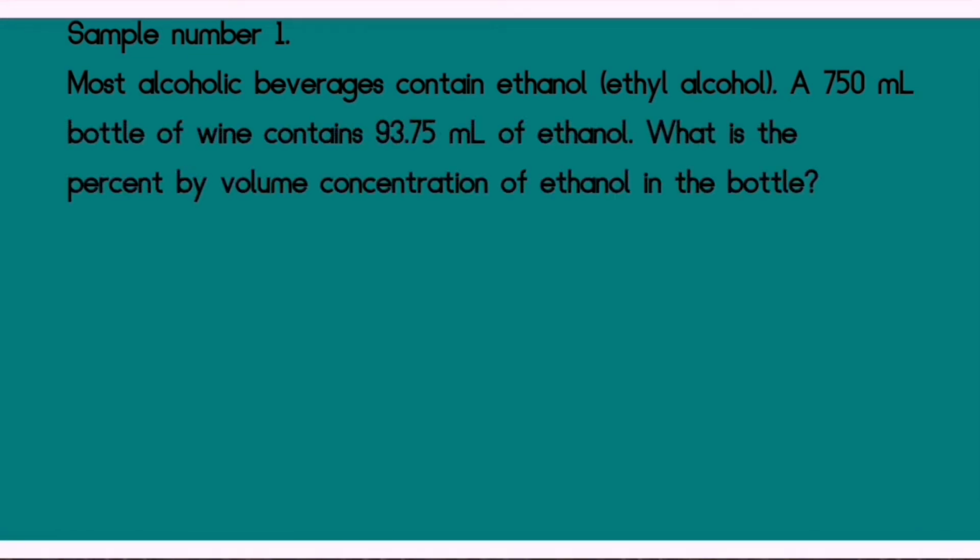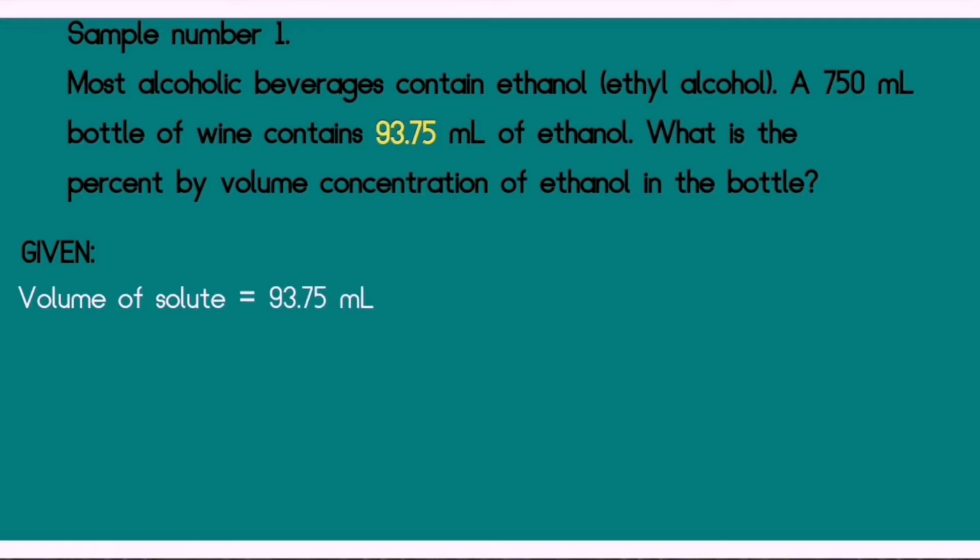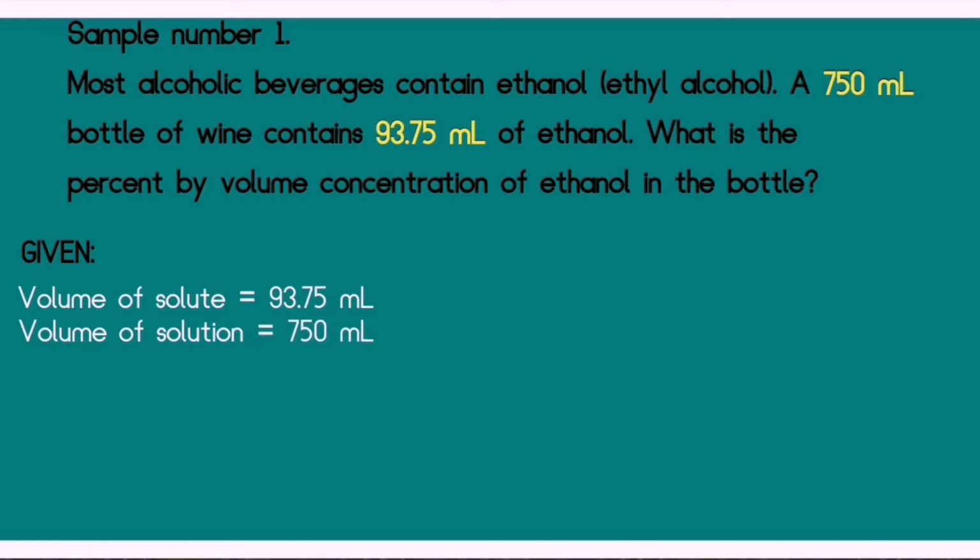A 750 ml bottle of wine contains 93.75 ml of ethanol. What is the percent by volume concentration of ethanol in the bottle? In solving this problem, first is identify the given quantities. So the given are volume of solute is 93.75 ml, while the volume of solution is 750 ml. The second is to know what is being asked. The problem asks on the percent by volume concentration of ethanol in the bottle.